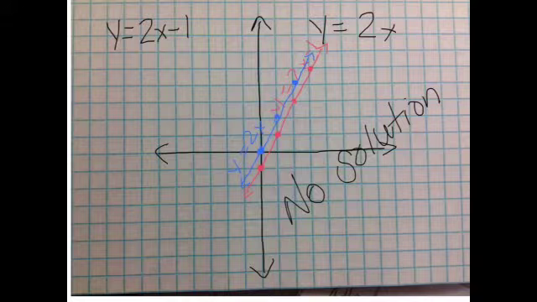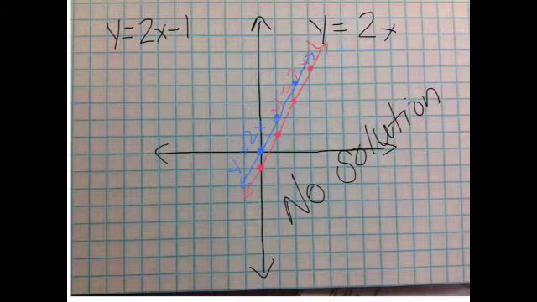Go ahead and say that answer again. If it's no solution, the lines never cross, they're always parallel. Very good. No solution. The lines do not cross. They're always parallel.